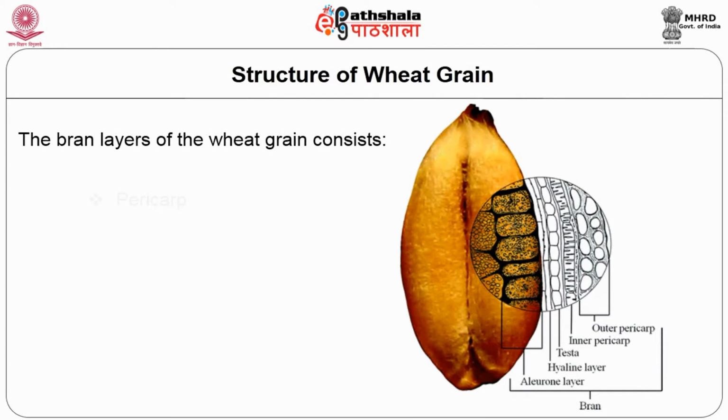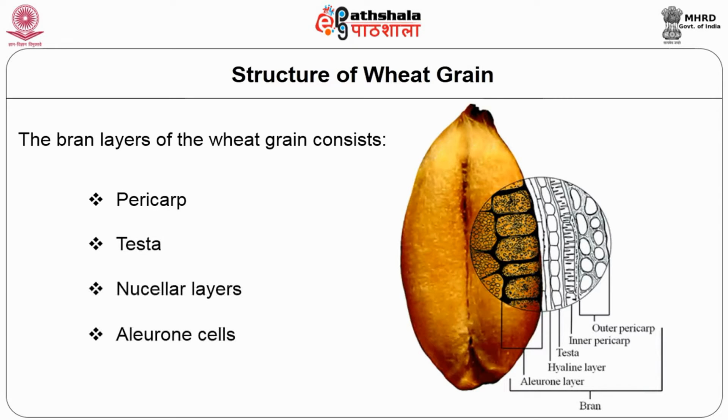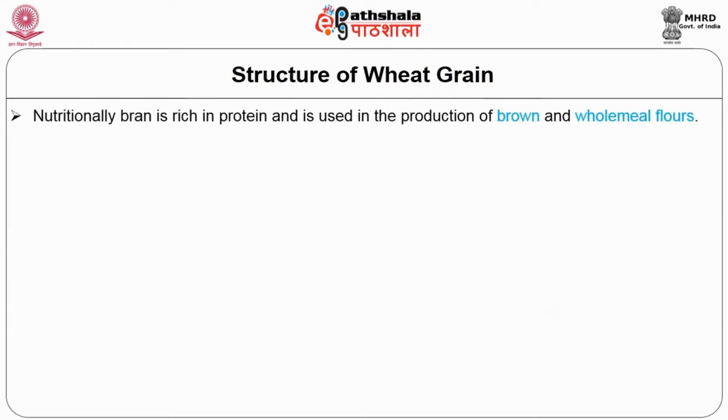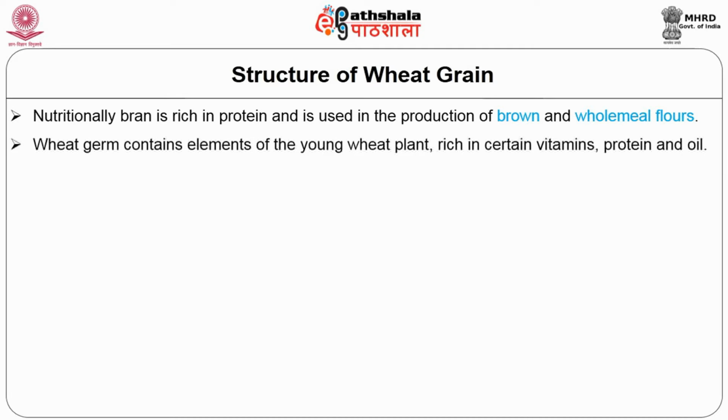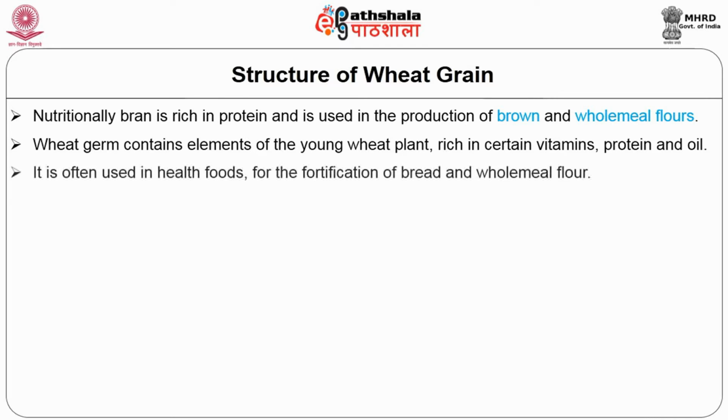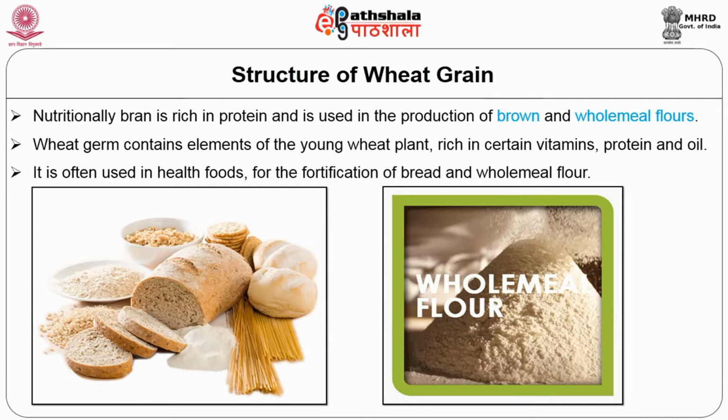The bran layers of the wheat grain consist of 4 separate layers: the pericarp, the testa, the nucellar layer and the aleurone layer cells. Nutritionally, bran is rich in protein and is used in the production of brown and whole meal flours. Wheat germ contains elements of the young wheat plant, rich in certain vitamins, protein and oil. It is often used in health foods for the fortification of bread and whole meal flour.